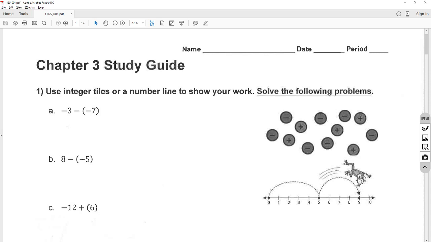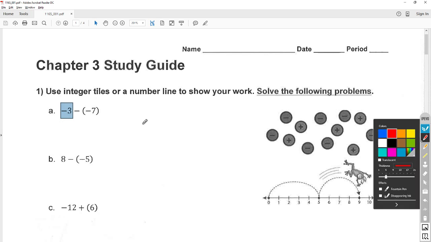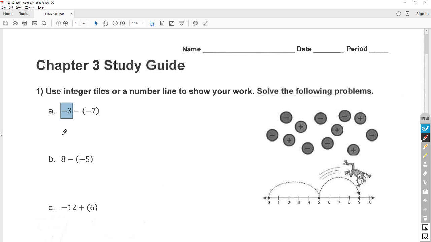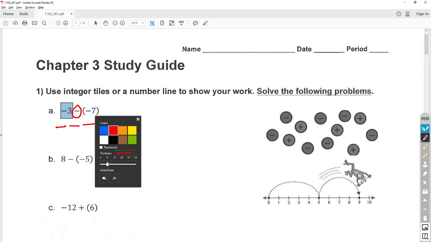Alright, so I'm going to start with 1A here. For these problems, there's multiple ways that you can solve these. So I'm going to show you how to solve this using integer tiles first. Looking at A, we have -3 here. So I'm going to draw my 3 negatives. 2, 3. And remember, when we talk about subtraction, we want to remove. Now we want to remove 7 negatives, right? Our next number is 7.